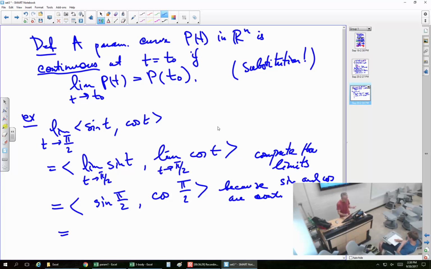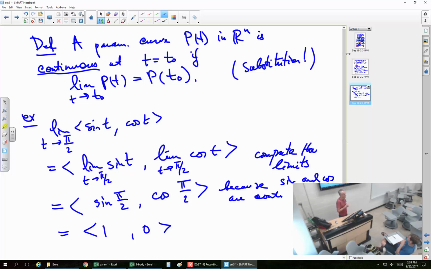So sine of pi over 2 is 1, and this one is 0. Any particular choice of pi over 2 was arbitrary. I could pick any other number and carry out the same computation with the same exact logic, and every time the computation of the limit will be reduced to simply substitution, because the two functions are continuous. So based on this idea, what is the relation between continuity of a parametric curve and continuity of its components? What's the relation?